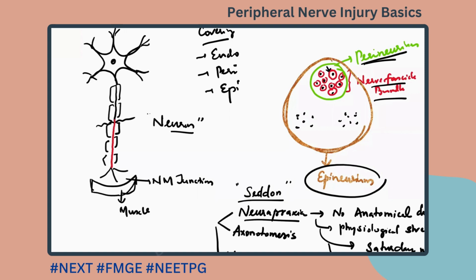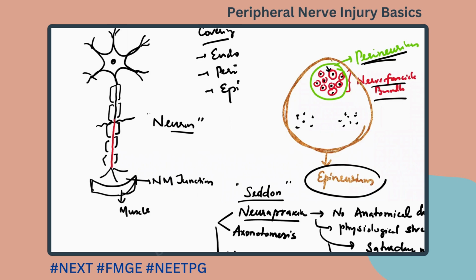After 10 days, how much centimeter would it have grown? 1 millimeter per day, so 10 millimeters, that is 1 centimeter. So the Tinel sign will come here. After 20 days, the Tinel sign will progress here. So this is called progressive Tinel sign. What is this called? Progressive. So all these are very important.